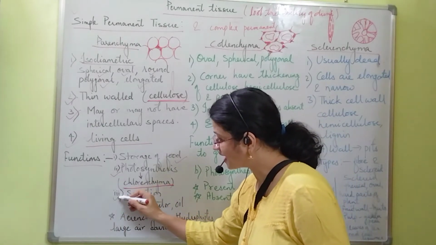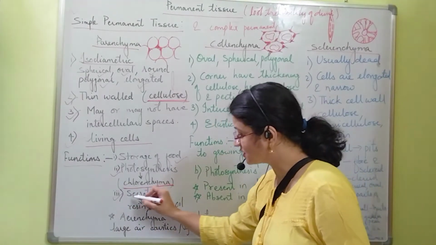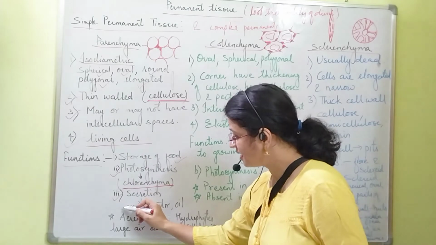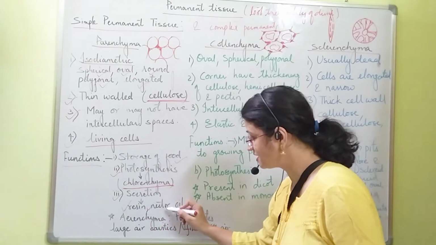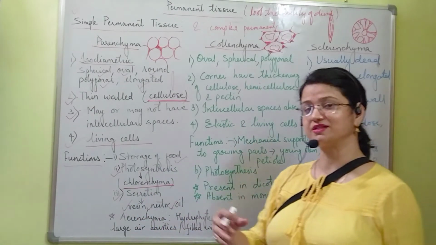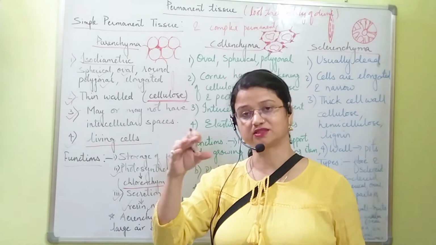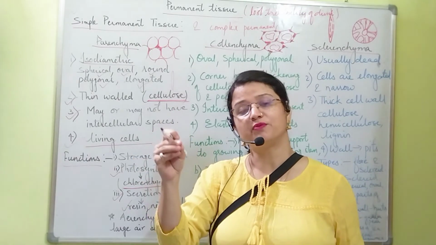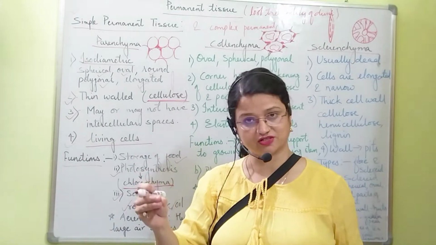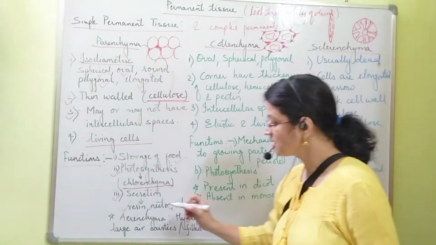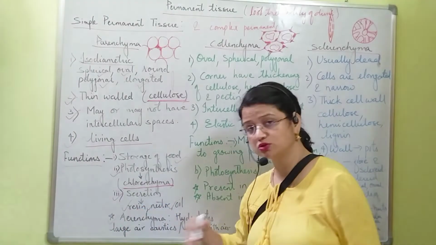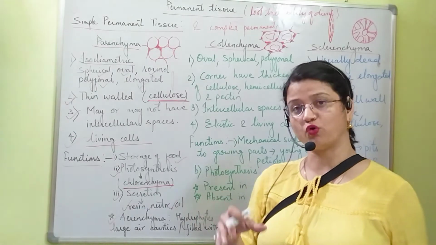Some of the parenchymatous cells do secretion. They can secrete resin, nectar or oil, because these are present in the secretory ducts. So that's why they perform the function of secretion. Clear?